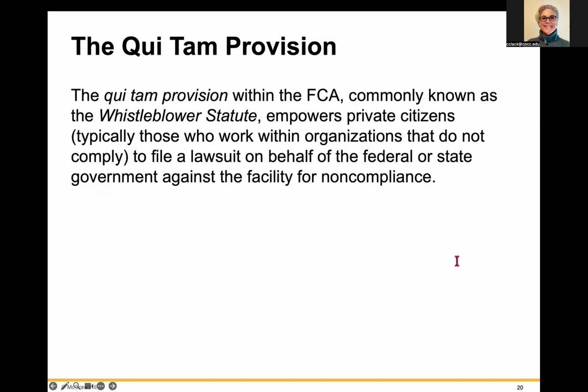So instead of the government having to catch everyone on its own, the law empowers insiders, people who see what's happening day to day, to report and take legal action if fraud or serious noncompliance is occurring.